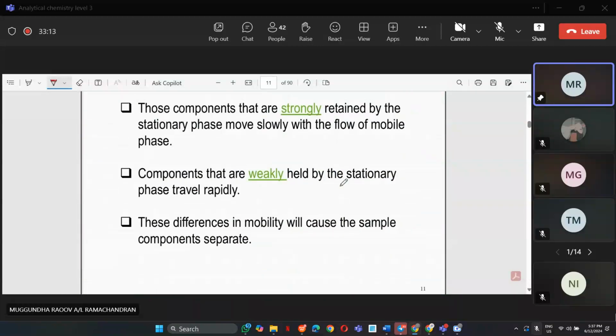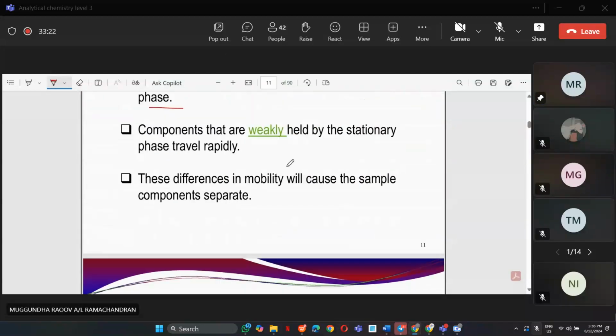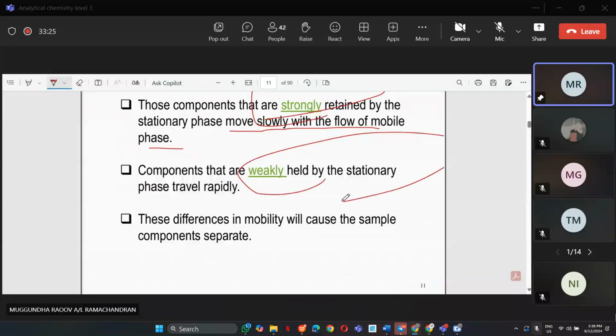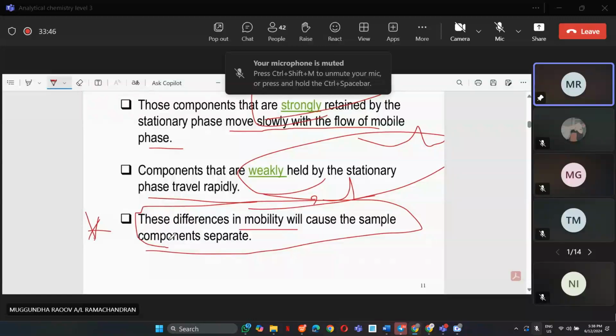Okay, and class, again, those compounds that are strongly retained by the stationary phase will move slowly with the flow of mobile phase, while the ones that are weakly held by the stationary phase, that means very weak interaction, will travel rapidly. When they travel rapidly, they will elute first compared to the strongly attached ones, which elute later. So the differences in mobility will cause the sample components to separate. This is the idea of chromatography.